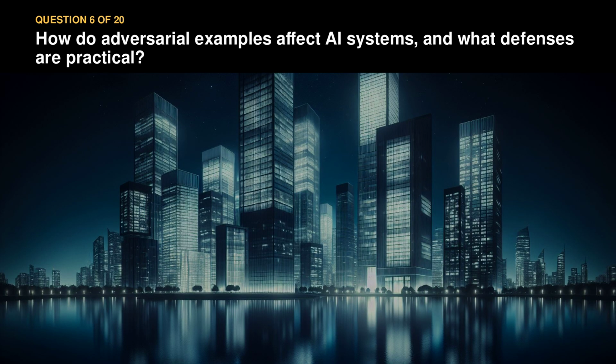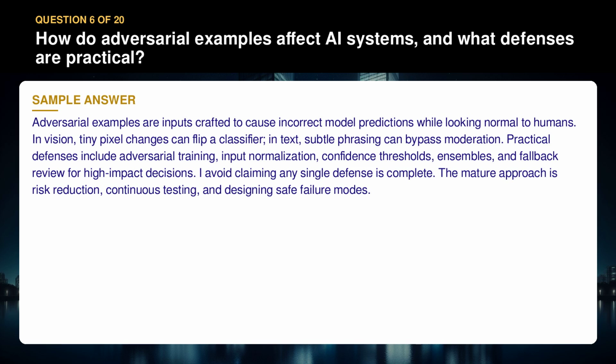Question 6. How do adversarial examples affect AI systems, and what defenses are practical? Adversarial examples are inputs crafted to cause incorrect model predictions while looking normal to humans. In vision, tiny pixel changes can flip a classifier. In text, subtle phrasing can bypass moderation. Practical defenses include adversarial training, input normalization, confidence thresholds, ensembles, and fallback review for high-impact decisions.